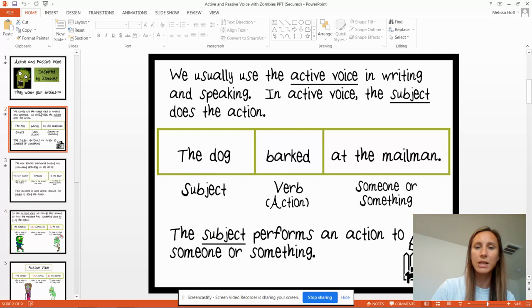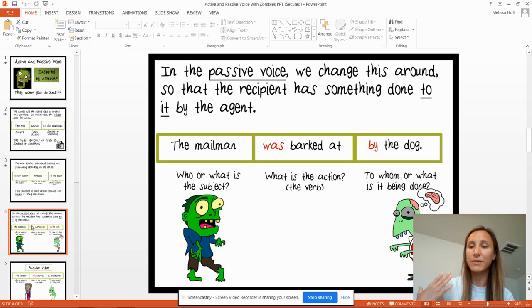Okay, so again, active voice, the subject is doing the action, they are more active. On passive voice, the subject is receiving an action. An action is being done to them. Okay, so they're more passive, like they're just sitting back and something's happening. All right.